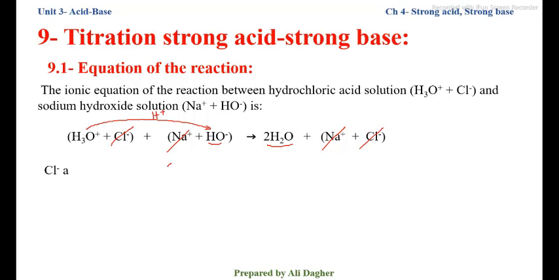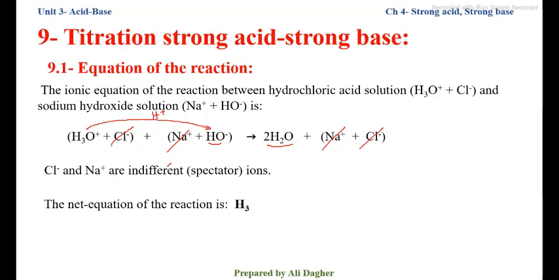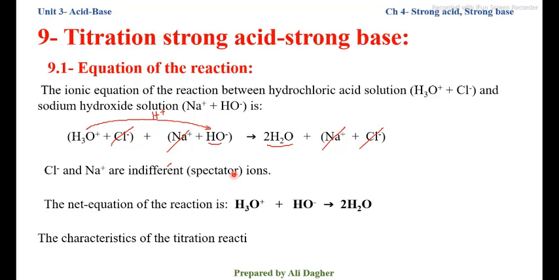Then the net equation, Cl- and Na+ are indifferent or spectator ions. The net equation of the reaction is H3O+ + HO- gives 2H2O. The characteristics of this reaction are complete, fast, unique, and exothermic.